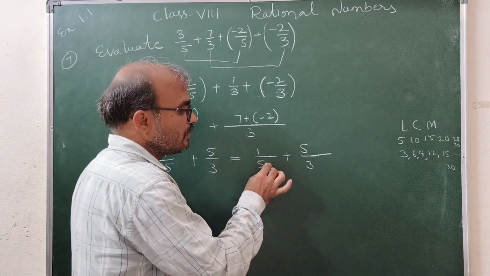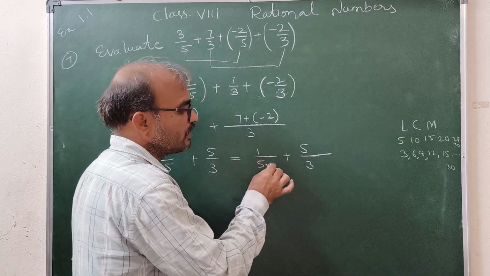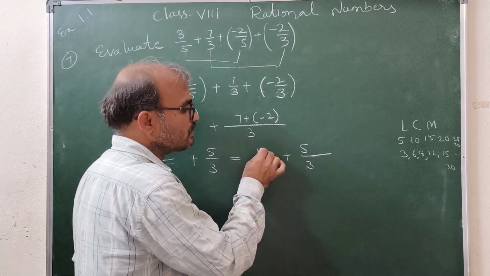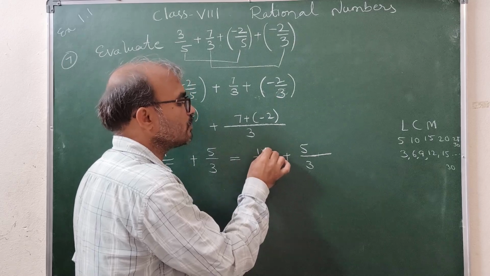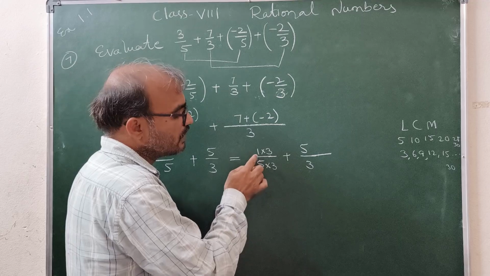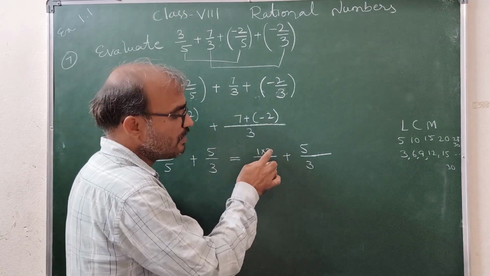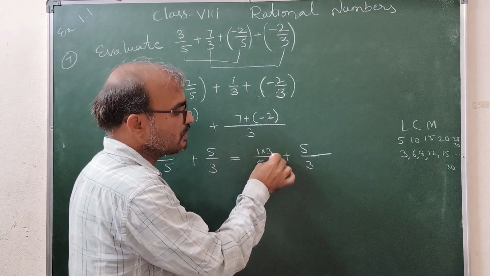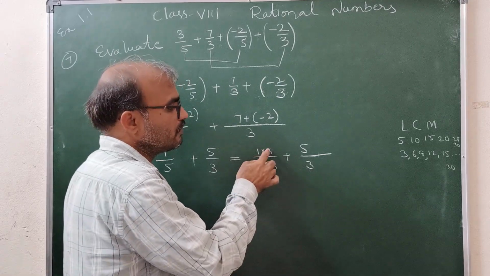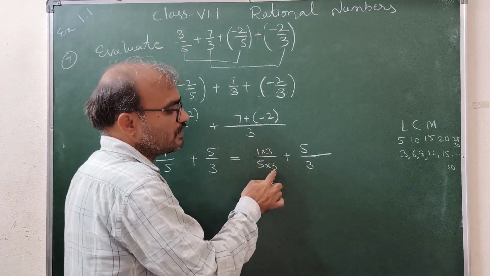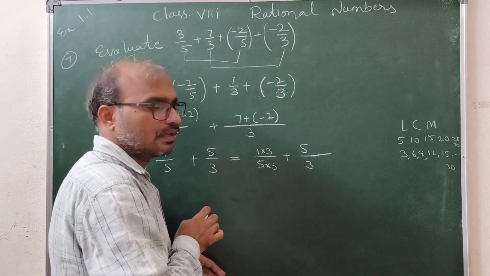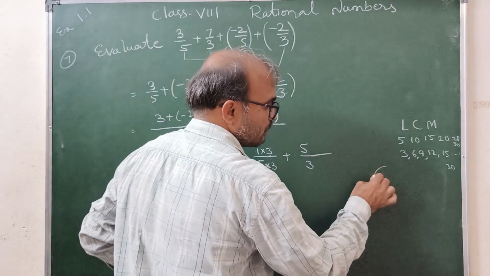Here, to get 15, I have to multiply by 3. Whenever you multiply the denominator, you must multiply the numerator also. It means we are finding the equivalent fraction of 1 by 5. If you cancel the common factor 3, only 1 by 5 remains. So 1 into 3 is 3, 5 into 3 is 15. So 3 by 15 is the equivalent fraction of 1 by 5. I told you this already.